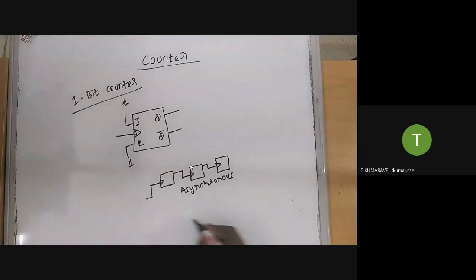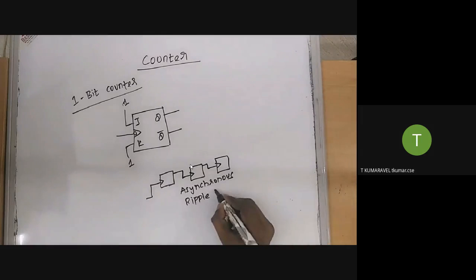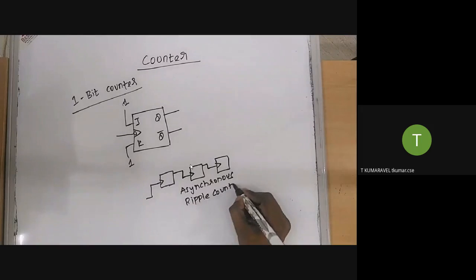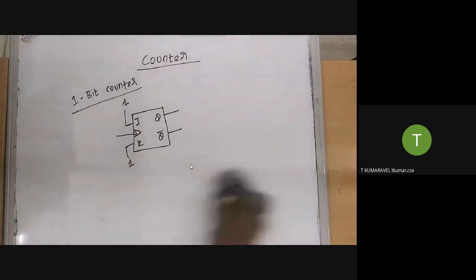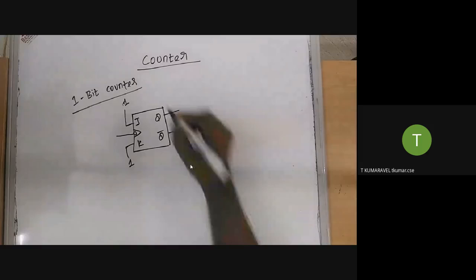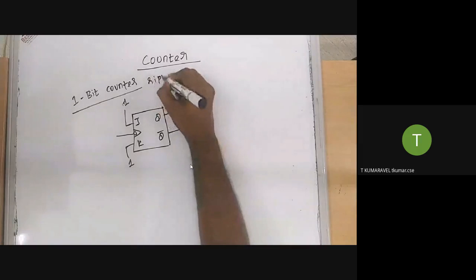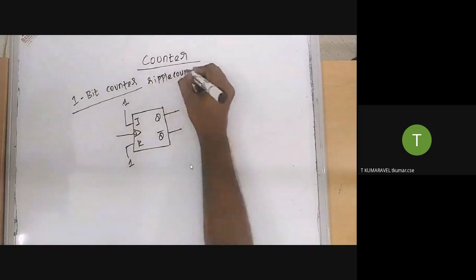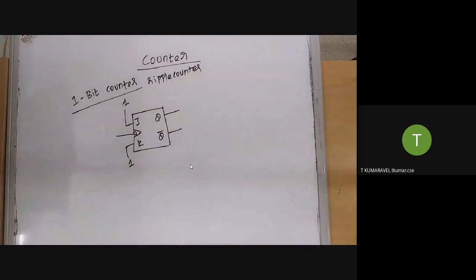The asynchronous counter is otherwise called a ripple counter. So why is it called a ripple? The output of the previous stage is the input for the next flip flop clock cycle. That's why it is called a ripple counter. Now we are going to design a 1 bit ripple counter. The ripple counter is otherwise called an asynchronous counter. Let's see how to design it.